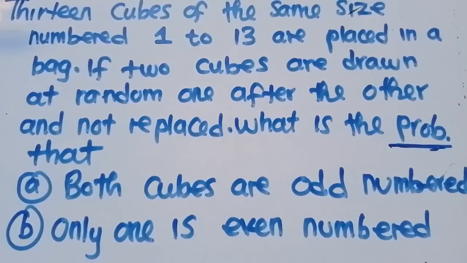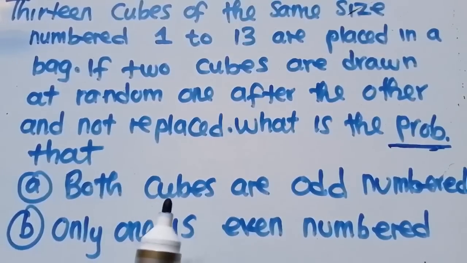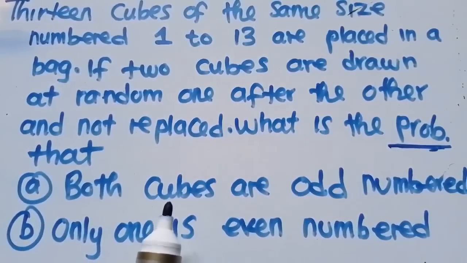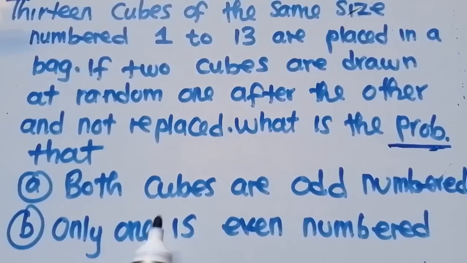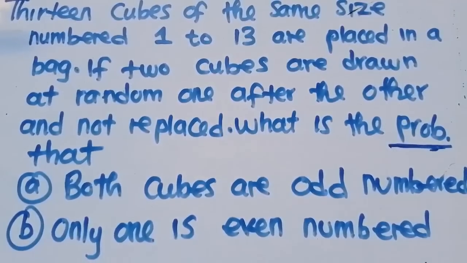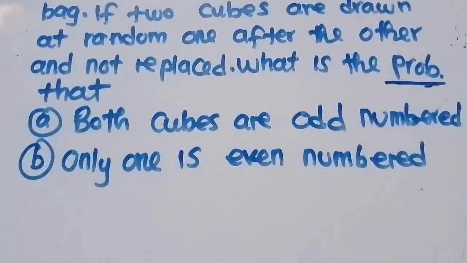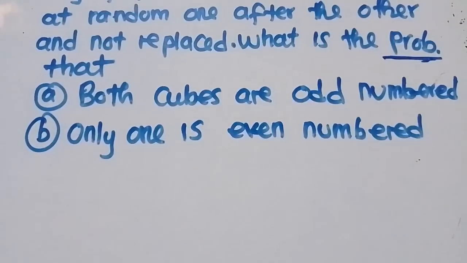It is saying 13 cubes of the same size, numbered 1 to 13. Here what they are talking about is just even and odd numbers. I've told you that for any question under probability, most of the time you need to draw a tree diagram, whether you are told to draw or not, for easy understanding.